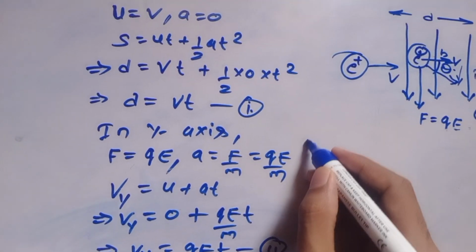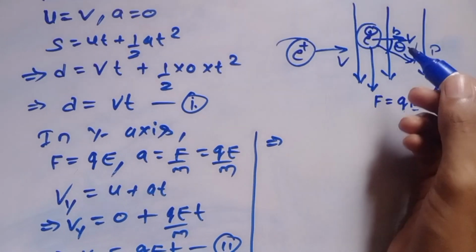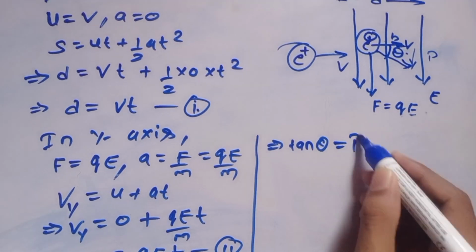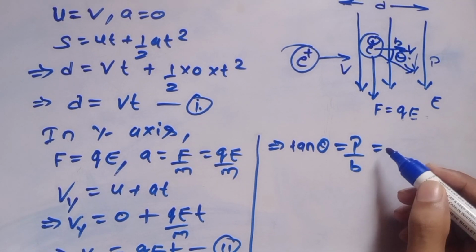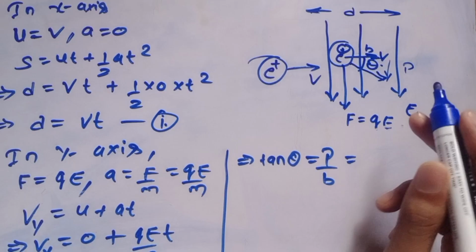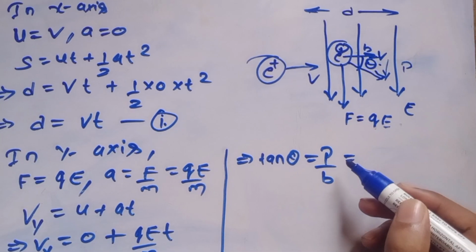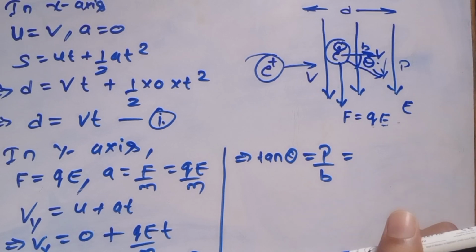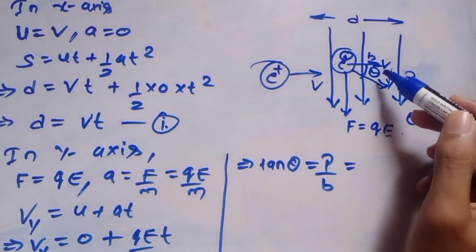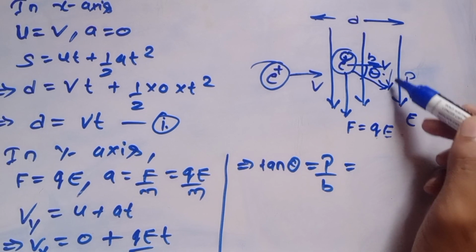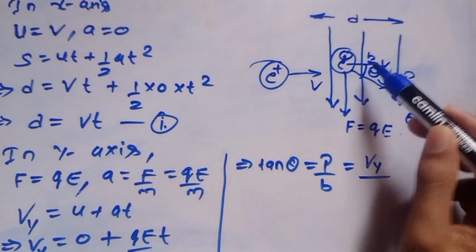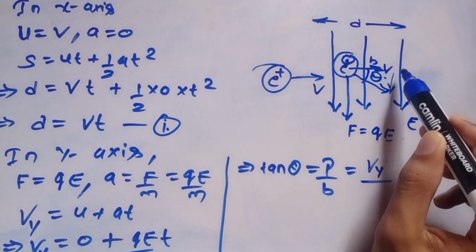Now we have to find theta. Tan theta equal to perpendicular by base. With the help of this picture, we can get the perpendicular and base. In this triangle, perpendicular is v y, velocity in y, and base is velocity in x.